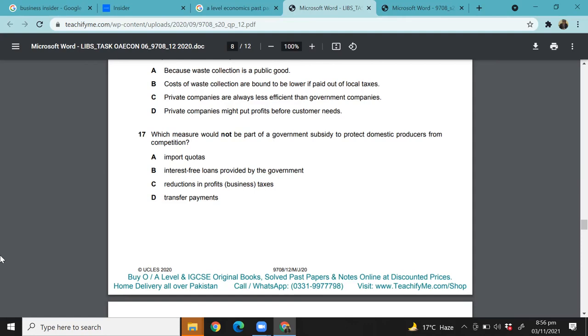What do you think? A, because the competition is between domestic firms, not international. Okay. We're saying A because the competition is between domestic firms, not international. Okay. Arbab, what do you think is true?